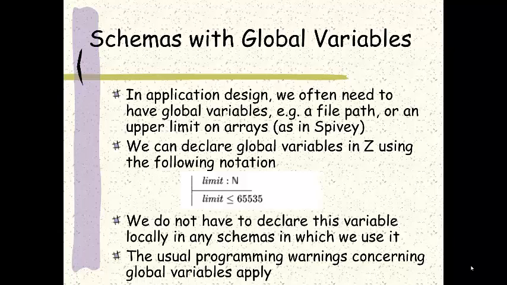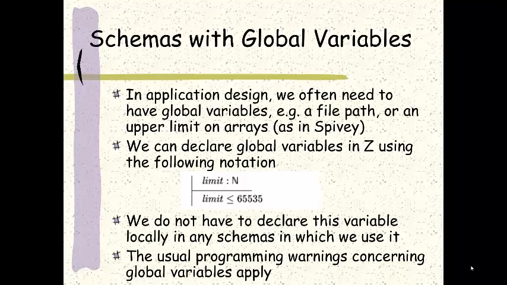Schemas with global variables. Again, Spivey refers to them as global variables, but they're really restrictions on variables used in the program or global constants. So we often need to have global variables, for example, a file path or an upper limit on arrays, and again, these are more constants. We can declare global variables in Z by using the following notation.